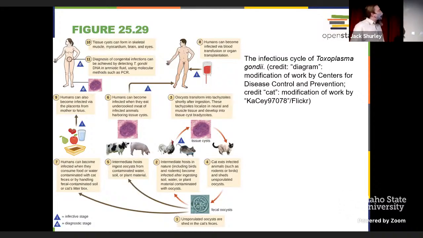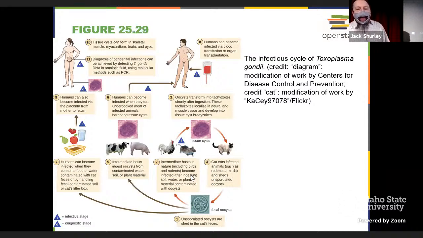So real quickly, we'll talk about this first loop. We start off with these unsporulated oocysts, so the baby parasites, if you will, within this egg. They're released in the feces of the cat. These oocysts will sporulate, if you will, and in turn are picked up in this simplified life cycle by some intermediary host. Birds and rodents are the main players when we think about this cycle with the cat.